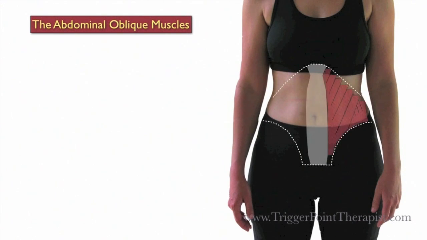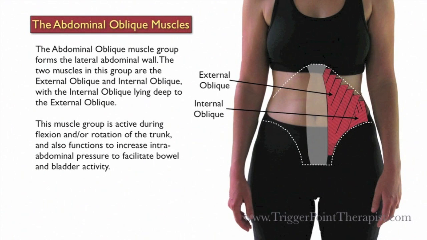Abdominal oblique muscles. The abdominal oblique muscle group forms the lateral abdominal wall. The two muscles in this group are the external oblique and the internal oblique, with the internal oblique lying deep to the external oblique. This muscle group is active during flexion and/or rotation of the trunk, and also functions to increase intra-abdominal pressure to facilitate bowel and bladder activity.